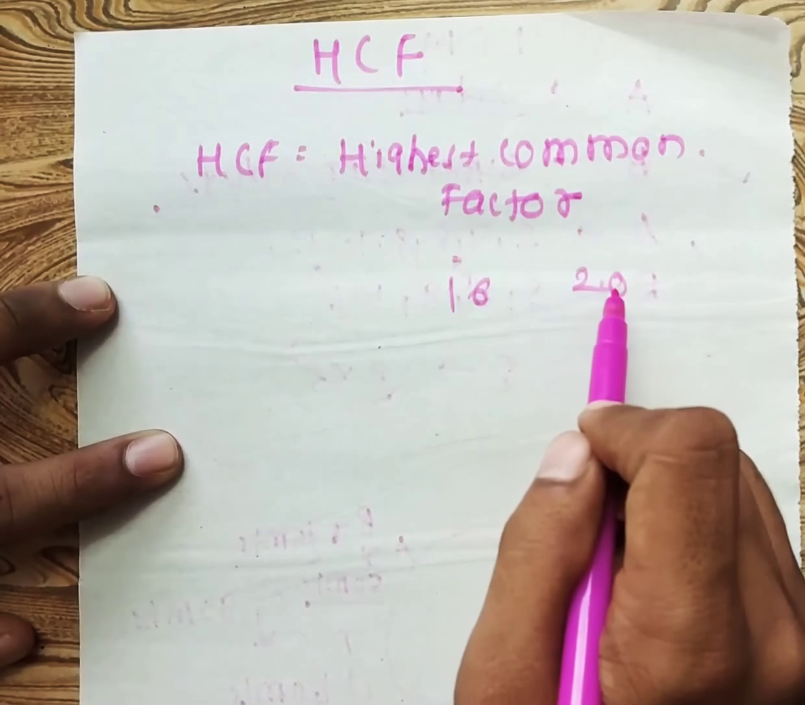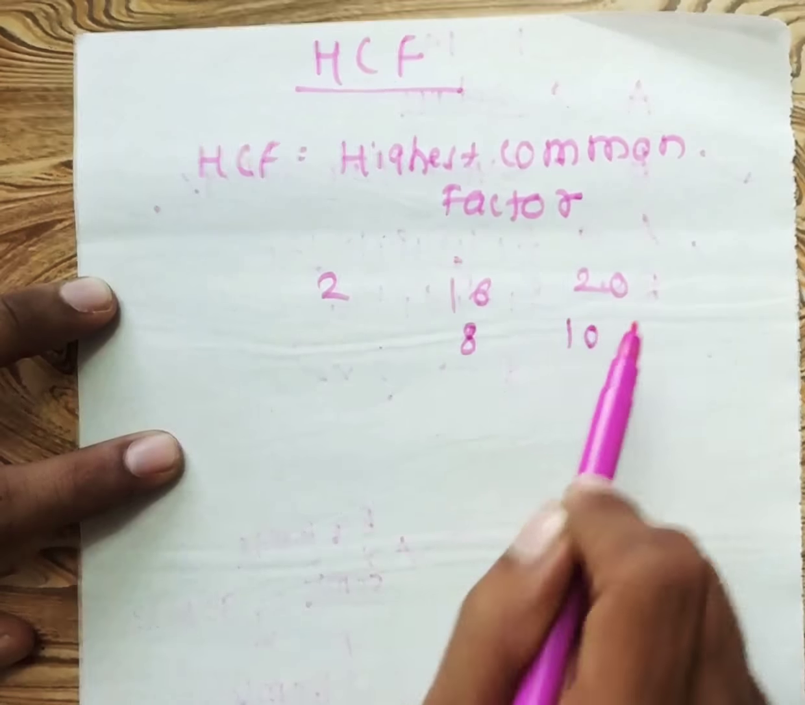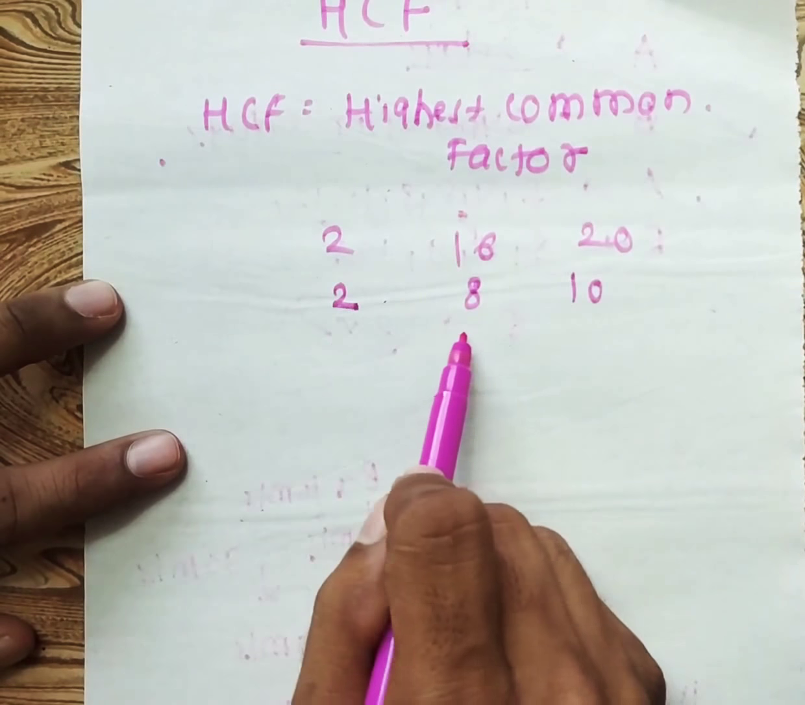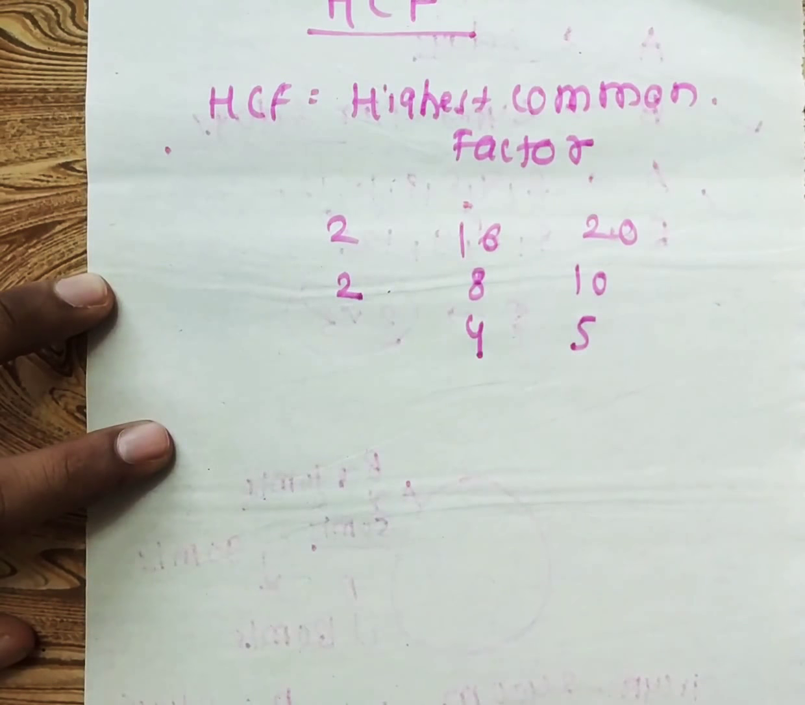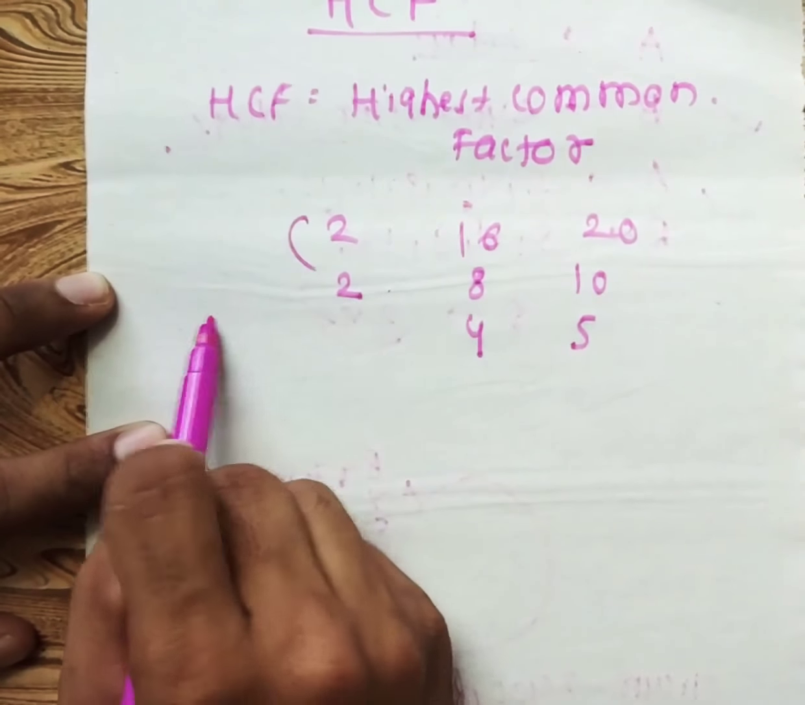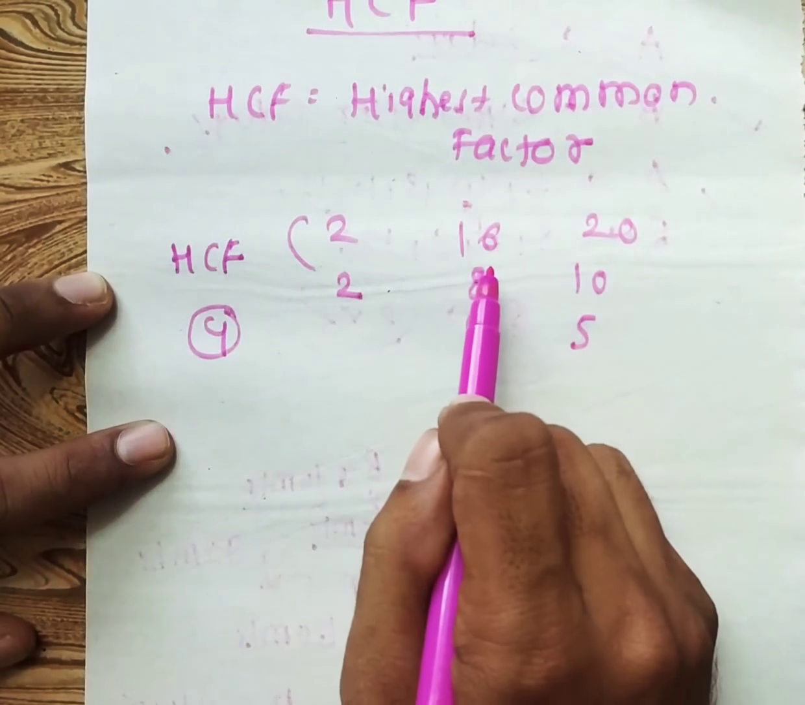In 16 and 20, the common factor is 2: 2 eights are 16, 2 tens are 20. Again 2 is a common factor: 2 fours are 8, 2 fives are 10. Now for 4 and 5, there is no common factor which can divide both these numbers. So 2 into 2, 4, is the HCF of 16 and 20.